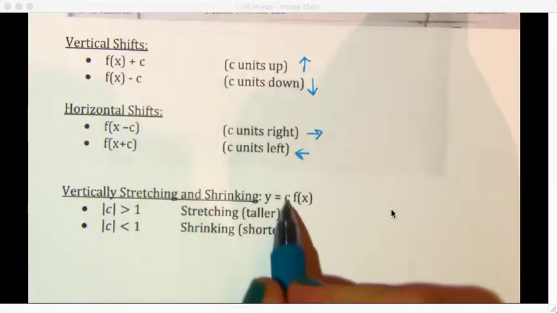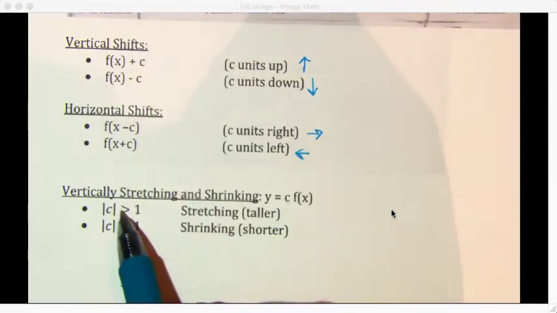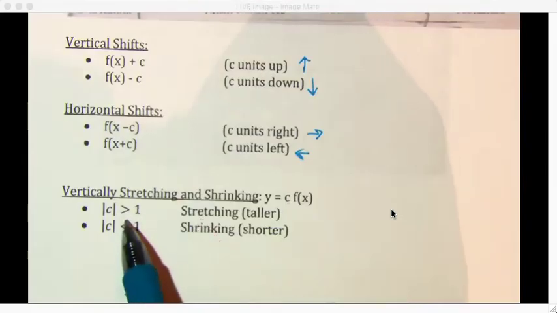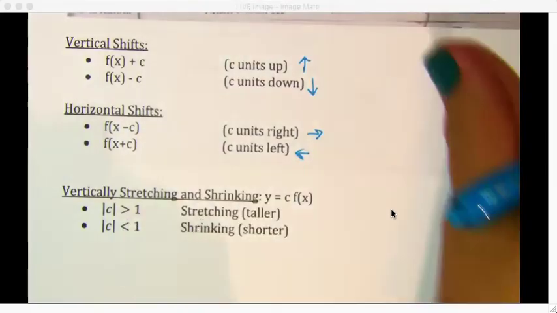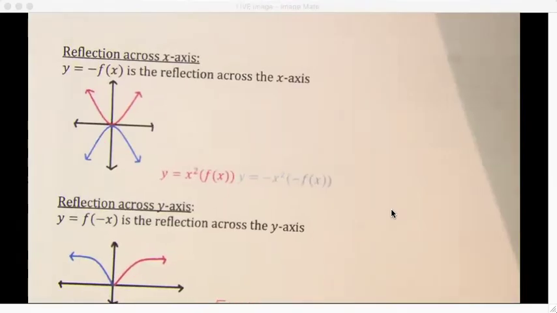If we multiply by something out front of the function, that is a vertical stretch or shrink. If the absolute value of that number is greater than 1, then it's stretching or getting taller. If the absolute value is less than 1, it's shrinking or getting shorter. We can also stretch and shrink horizontally, and we can also do some reflections.